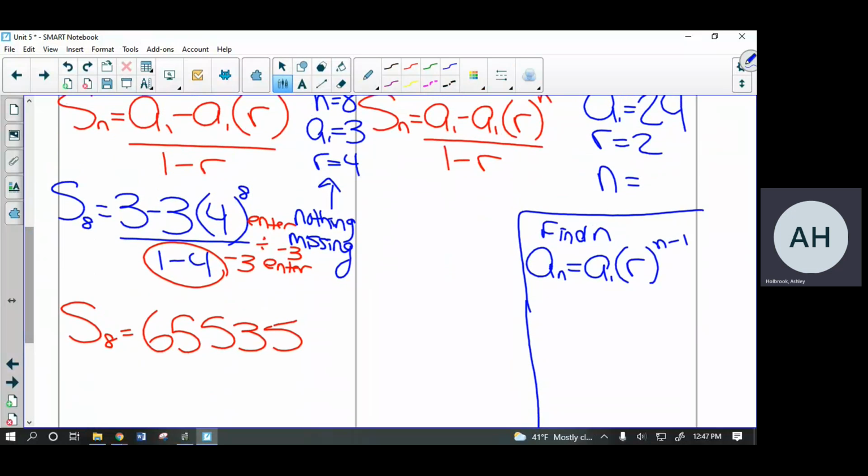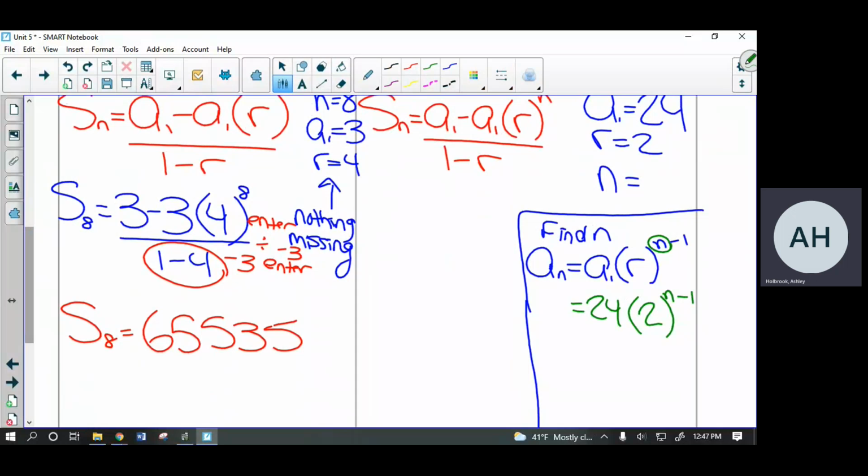If I'm finding N, that's the only thing I'm not going to plug in for. So I have to plug in for AN, A1, and R. A1 I already stated was 24. R is what I'm multiplying by each time, which is 2. I'm going to leave N as N, because again, that's what I'm trying to find.